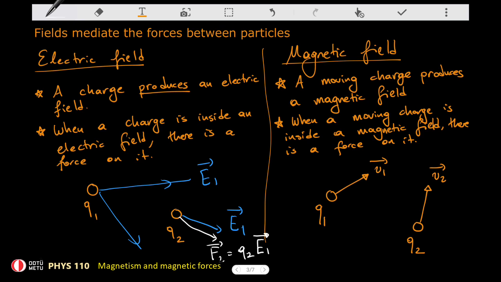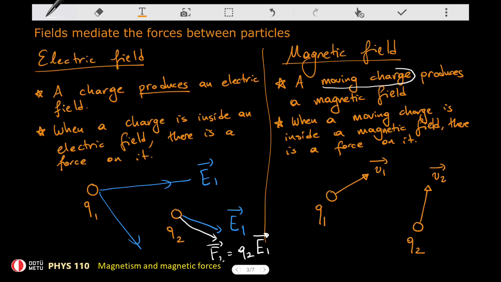Right? We are going to do the same thing for the magnetic field. In that case, we are going to say that magnetic fields interact with moving charges. Again, there are two aspects of this interaction.